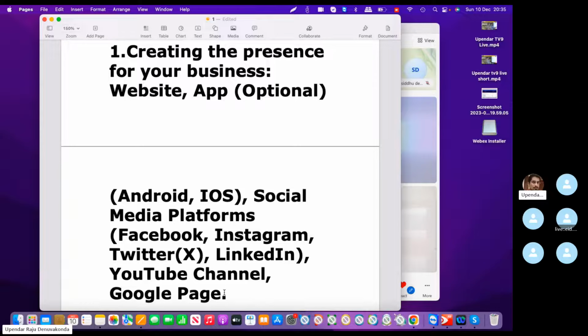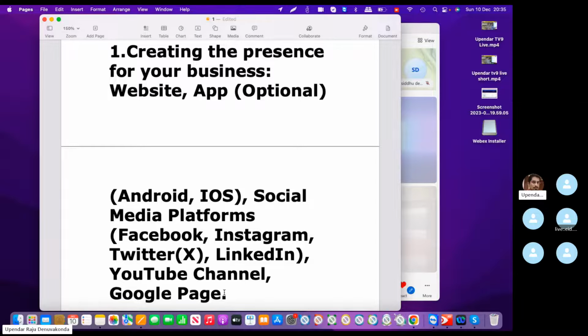Your first step, once you decide to promote a business, is to make sure you create a YouTube channel and a Google page. We will talk about how to create a YouTube channel and a Google page in coming classes. But try to understand here, your first duty, your first choice, is to create a presence on the internet for your business, services, and products.